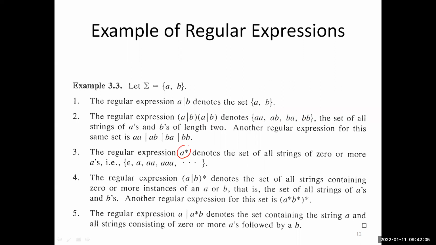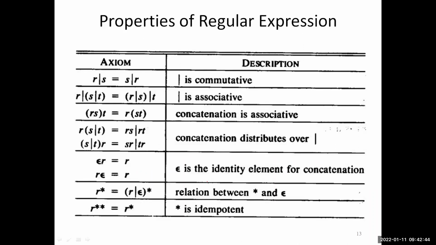Similarly, A star could be a regular expression, and this could be the language. If (A or B) whole star is a regular expression, then it says any combination of A and B with repetitions. The language here is going to be lambda, A, B, AB, BB, AA, BA, and so on. Any combination of A and B, because it says any repetition of either A or B. So these are a few examples of representing regular expressions.